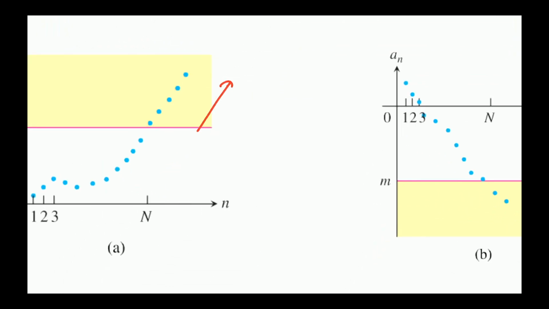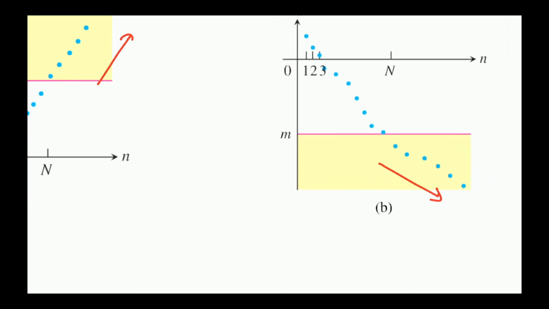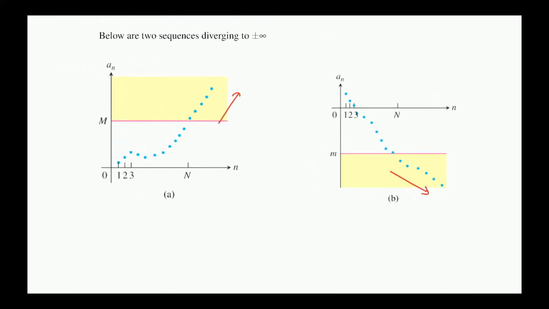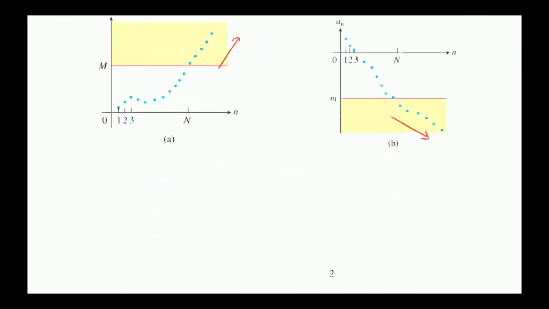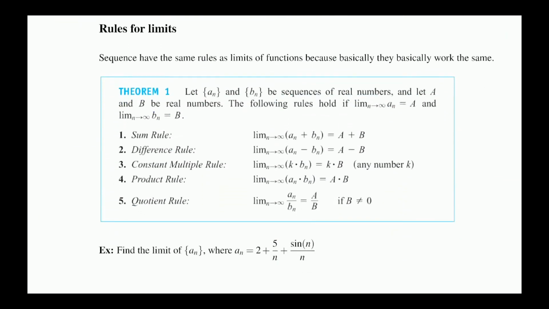If it goes up forever, that's infinity. If it goes down forever like that, that's a limit of negative infinity, negative numbers. Not a lot to say about that. I mean, the pictures say what's happening, and this example illustrates it. Okay.